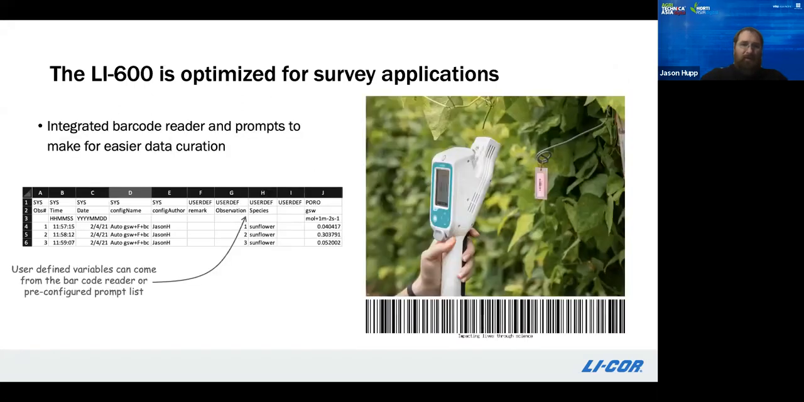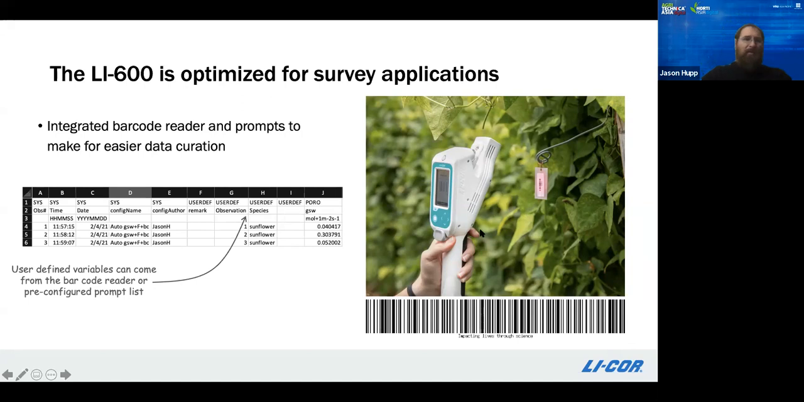The other thing that we do in the 600 that makes it really nice for these sort of large scale screening programs and high data density measurement schemes is we include some nice features in the instrument for data curation. We support some user configurable prompts, and you can pre-configure those and select them from a list, and that works well. But the thing that really works great is it has an integrated barcode reader. On the bottom of the instrument here, there's a little barcode reader. You can see the pink light from it here.